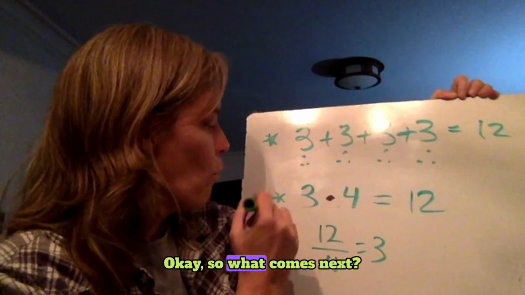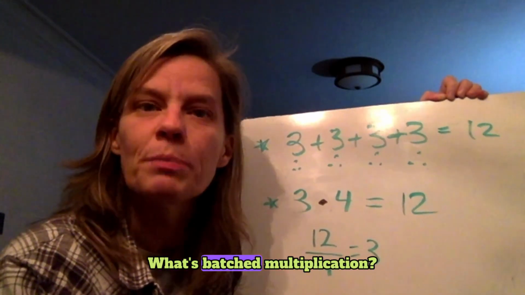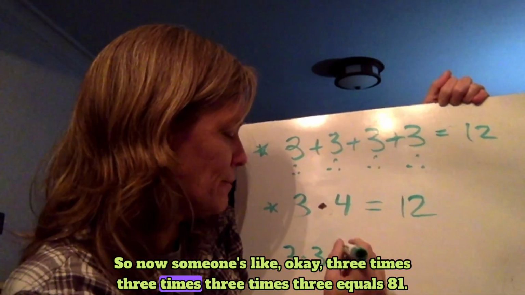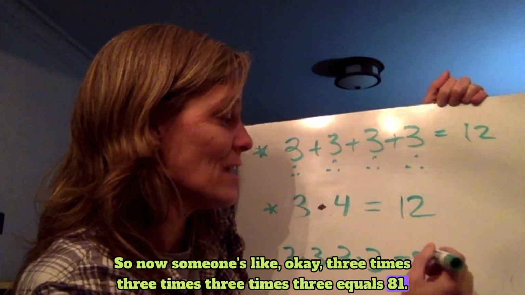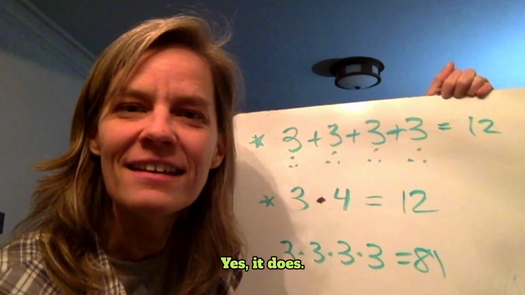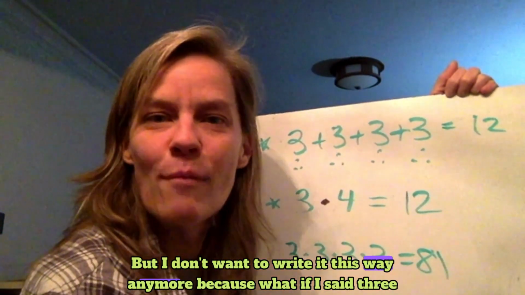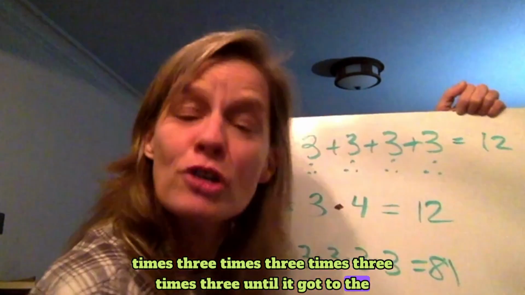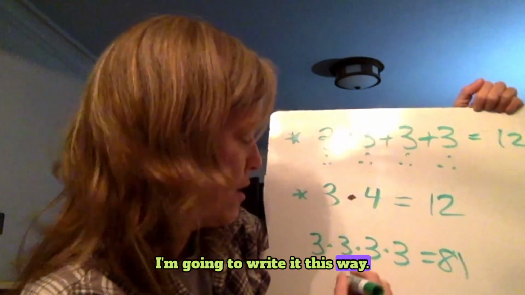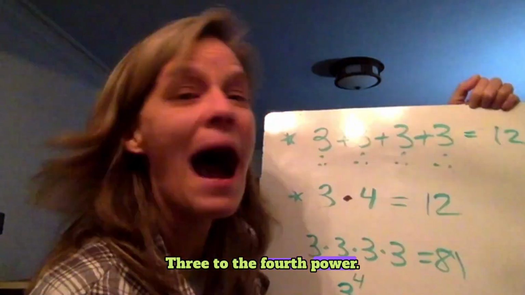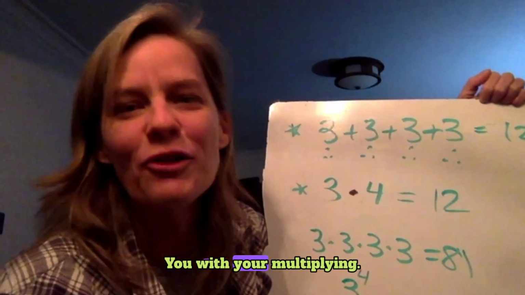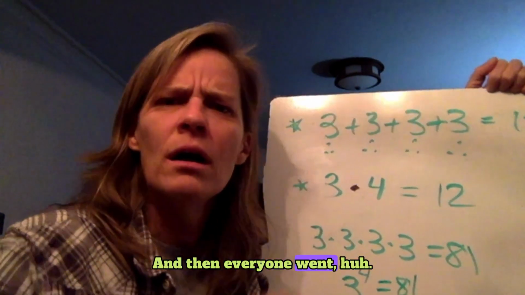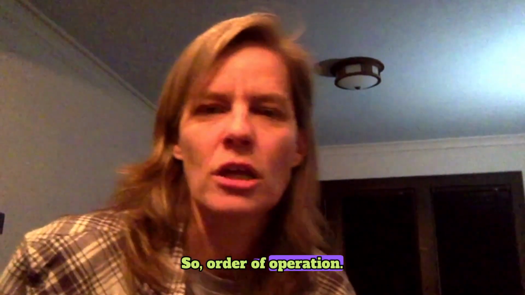Okay, so what comes next? What's batched multiplication? Well, so now someone's like, okay, 3 times 3 times 3 times 3 equals 81. Yes, it does. But I don't want to write it this way anymore because what if I said 3 times 3 times 3 times 3 until it got to the neighbor's house? I'm going to write it this way. 3 to the 4th power. Ha ha! You with your multiplying. This is a power. 81. And then everyone went, huh. So, order of operation.